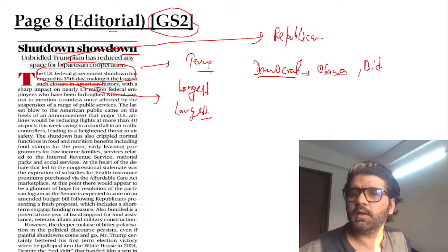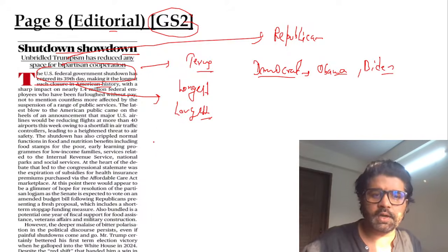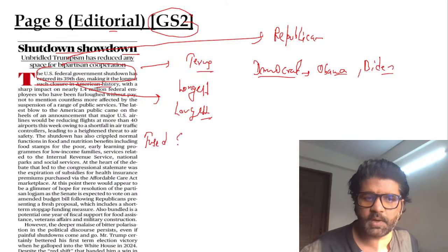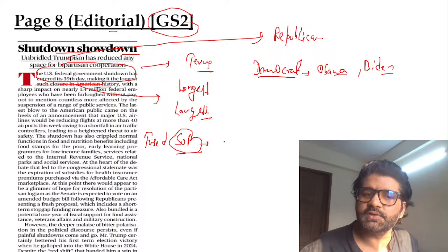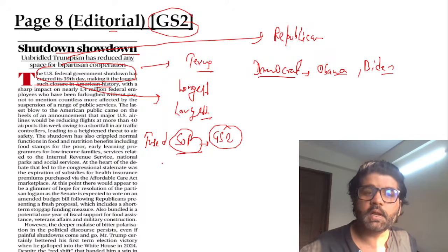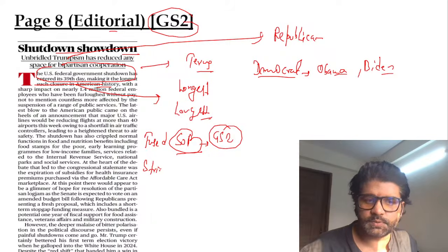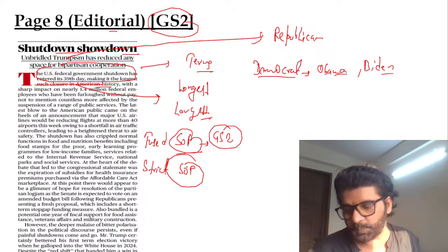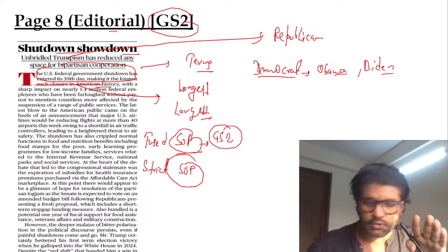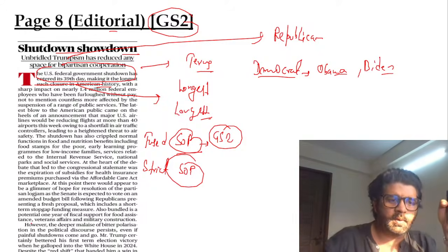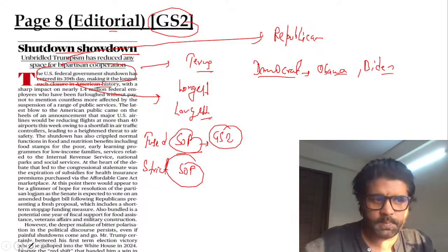So again, you people already know in India we have a fused SOP, separation of powers, and this separation of powers is directly mentioned in your GS mains paper too. But in the US they have strict SOP, strict separation of powers. What does strict SOP mean? That the legislature, executive, and judiciary are working in their own domain. Nobody is disturbing the other entity.